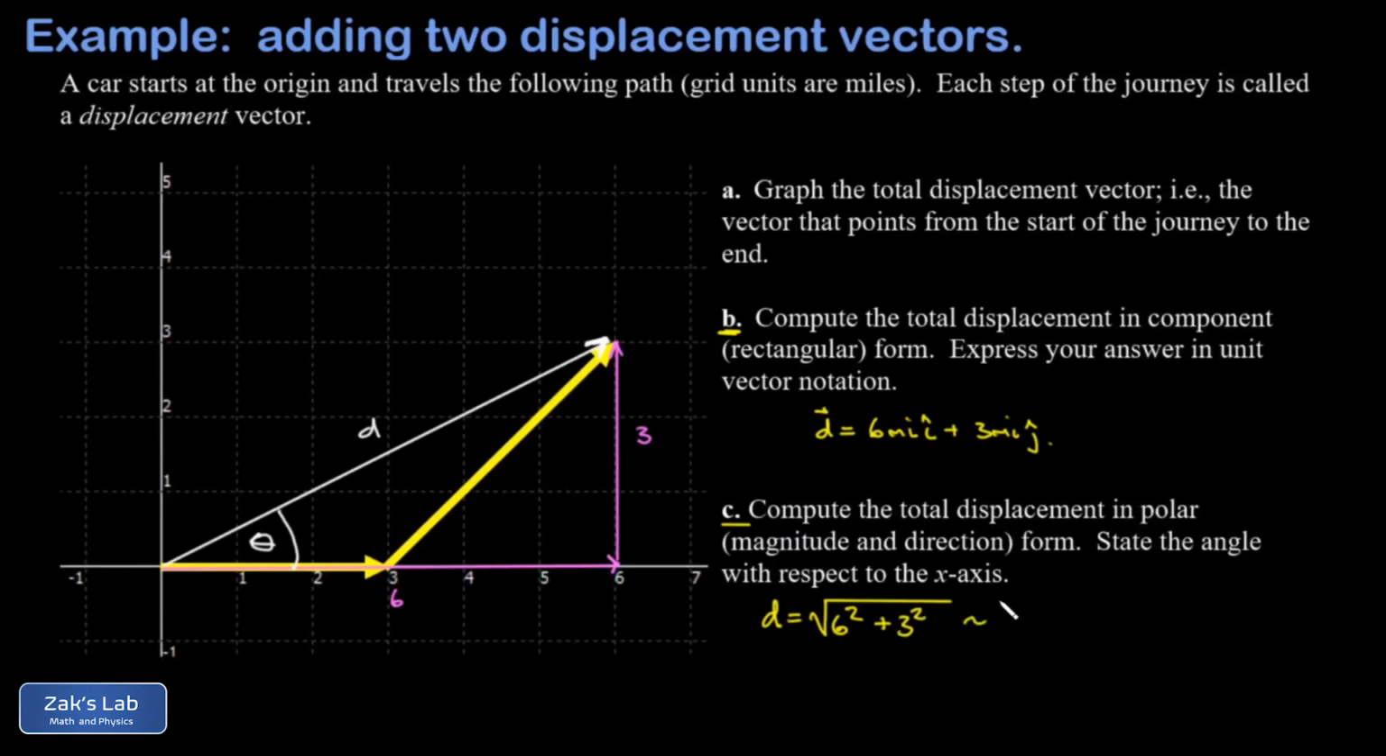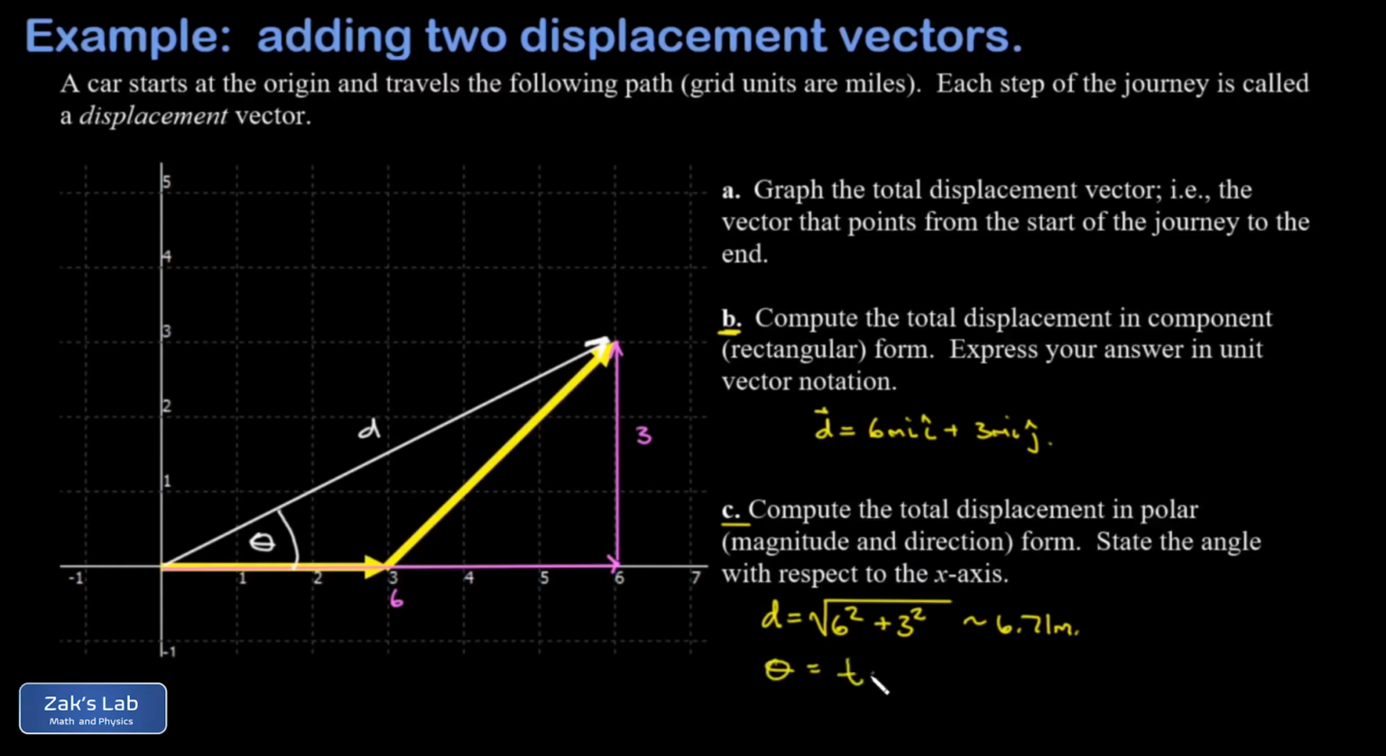And we'll just go ahead and use a decimal approximation. And this gives me 6.71 miles. So that means the car ended up 6.71 miles from the origin. Note that the total distance traveled by the car, that's still 9 miles. But what the magnitude of the displacement means is how far is it from where it began, and that's 6.71.